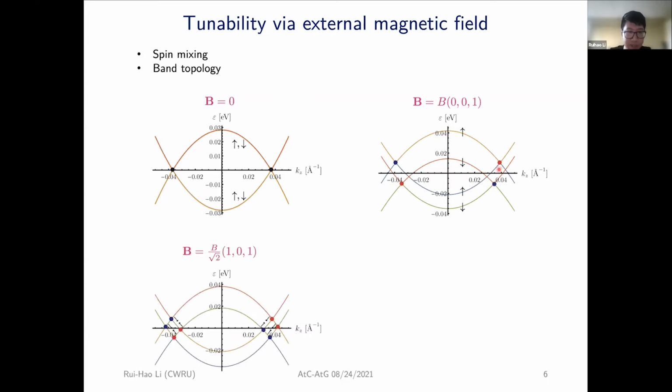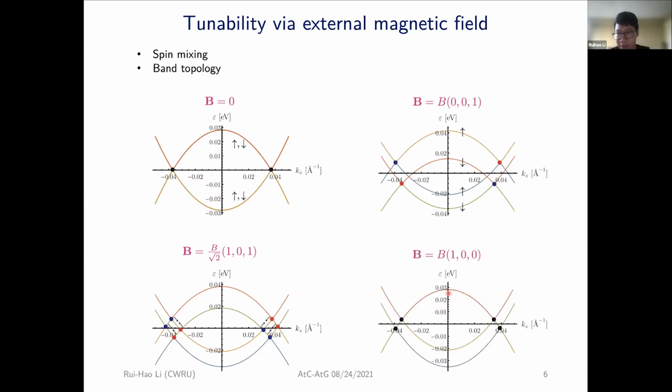Now if you tilt the B field away from the z axis, let's say to the 101 direction, in this case, the bands become spin mixed in general. What's more, there are 4 additional Weyl points in the spectrum. So in total, there are 8 Weyl points. And if you imagine tilting the B field from the z axis towards the x axis, what happens is that these Weyl points are actually getting closer together, indicated by these arrows here.